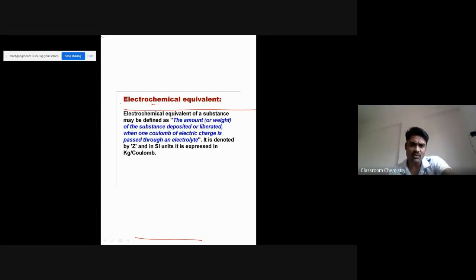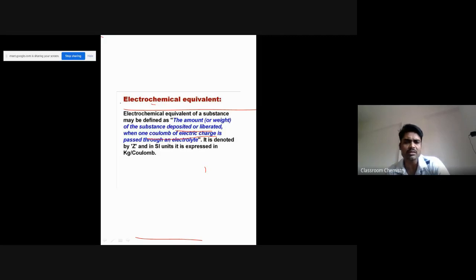Electrochemical equivalent of a substance. How do we define this? The amount of substance deposited or liberated when 1 coulomb of electricity or electric charge is passed through an electrolyte. If we pass 1 coulomb of electricity in an electrolytic solution, then how much substance is deposited or liberated on the cathode? This is called electrochemical equivalent. It is represented by the letter small z and the SI unit is kilogram per coulomb.